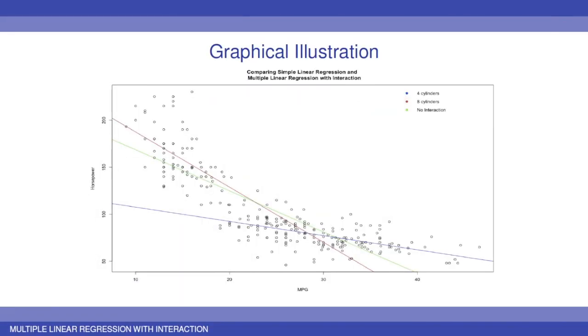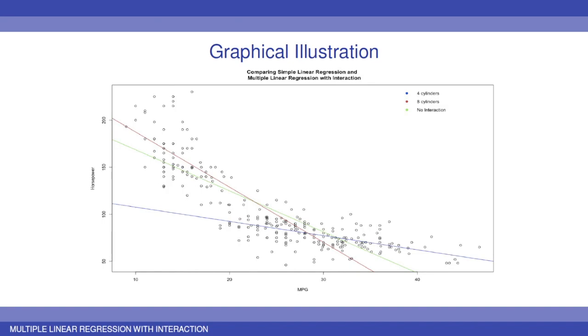Notice how the model with the interaction term does a better job of describing the relationship between mpg and horsepower. From the graph, we see that as mpg increases, horsepower decreases on average. The green line only takes mpg into account. It makes no distinction between number of cylinders. It ignores the fact that the effect of mpg on horsepower changes depending on the number of cylinders.